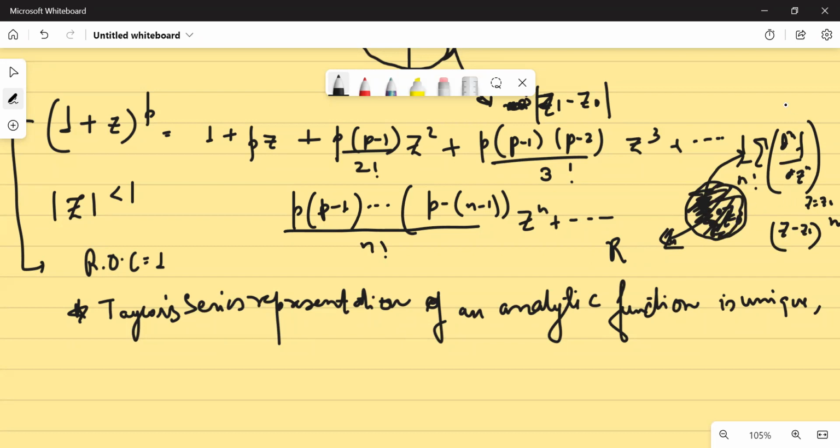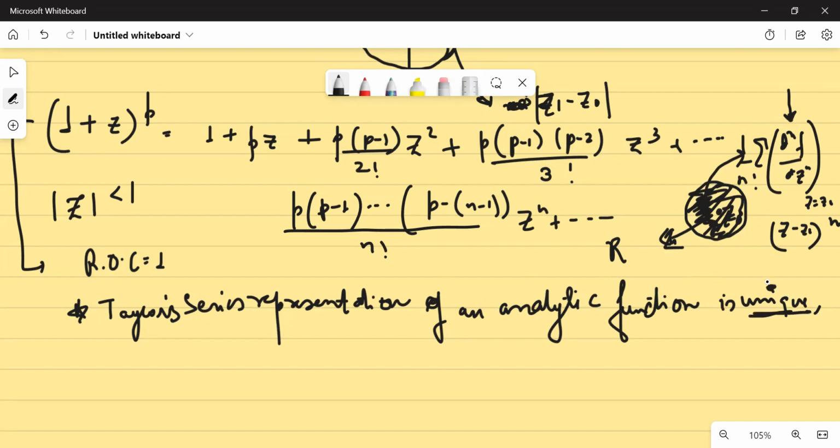What I'm making a point here is, it is not necessary that you always find derivatives. Let's say finding a derivative is a difficult thing to do. You can simply go for a binomial series about z equal to z naught. Both will converge because the Taylor series of a function is unique.